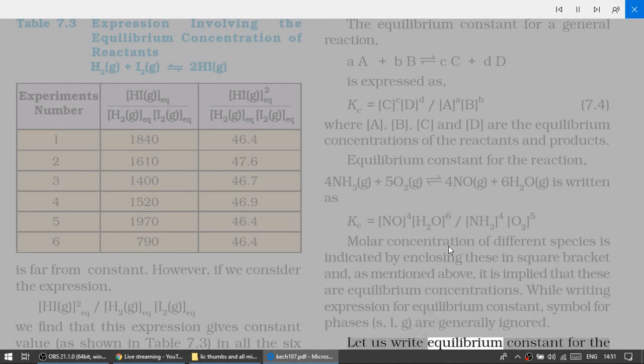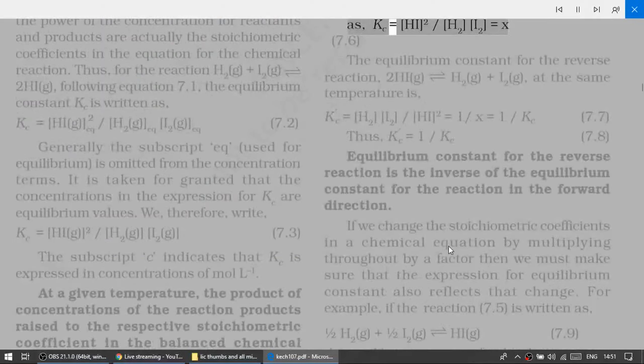Let us write the equilibrium constant for the reaction H2(g) + I2(g) ⇌ 2HI(g) (7.5), as Kc = [HI]² / ([H2][I2]) = x (7.6).